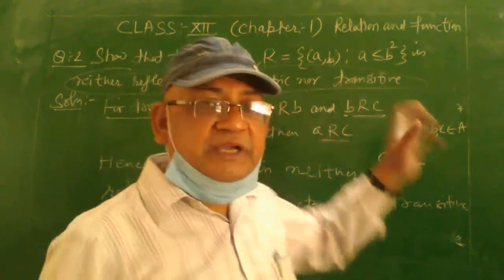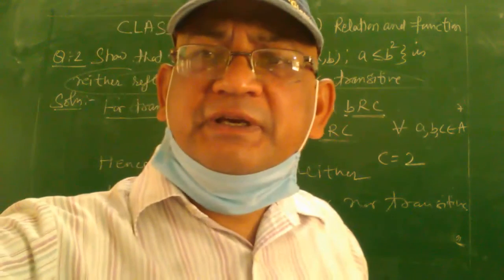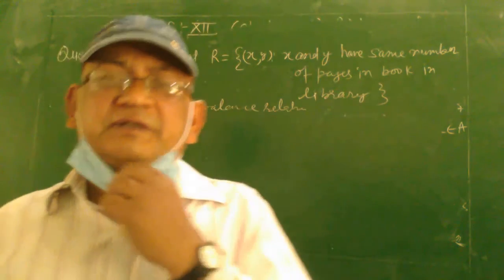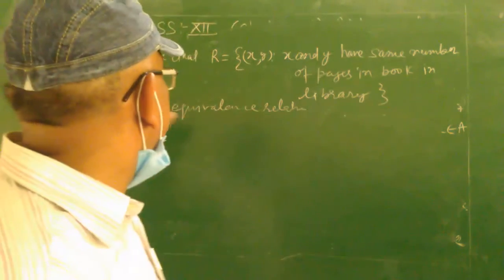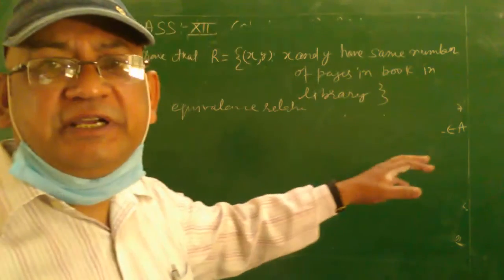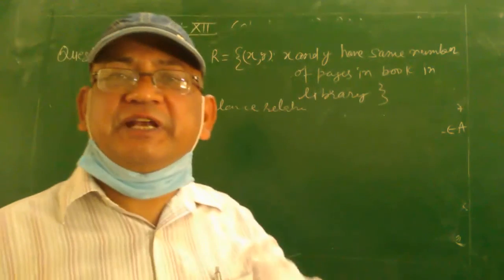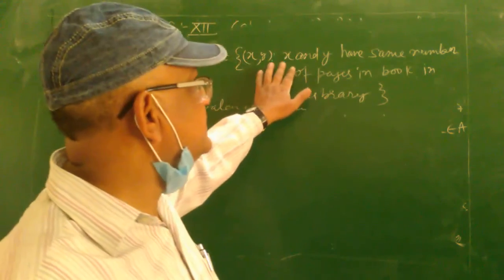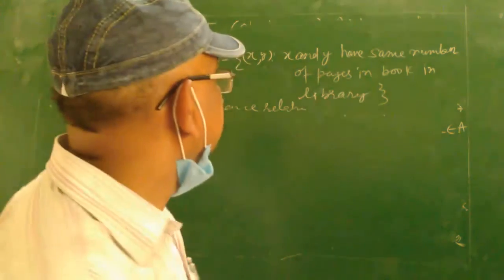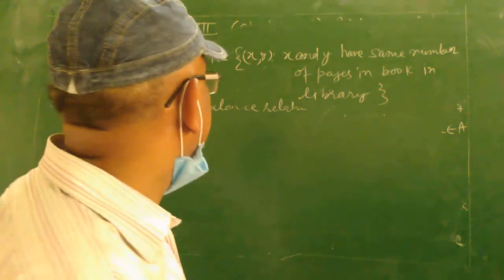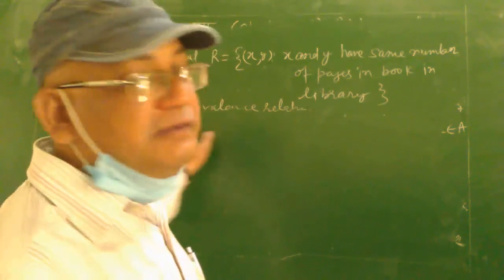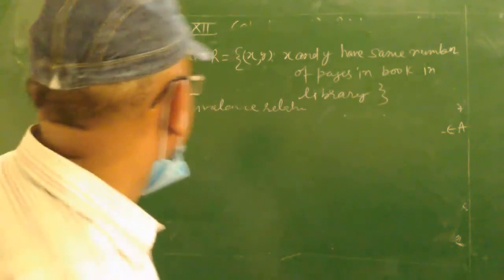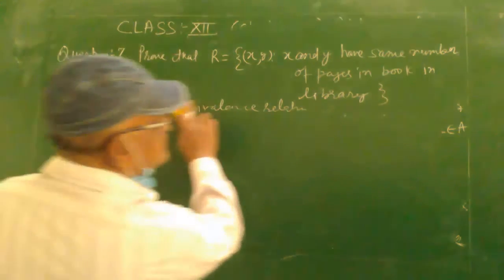Okay students, now taking some more questions of this NCERT book. Now students, taking the same procedure, it is question number 7. In short I have written here. So there are so many books in the library. On that behalf a relation is given here xy such that x and y have same number of pages in book in the given library. In the library we have to prove it is an equivalence relation. So first we will see the reflexivity for this.